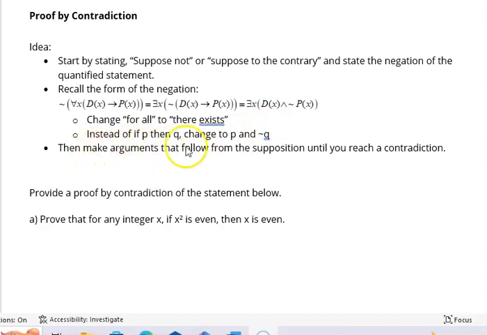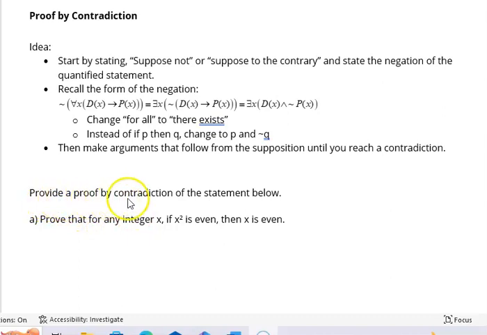Then we're going to make arguments that follow from the supposition until you reach a contradiction. So basically what we're going to do is we're going to say, suppose it wasn't the case that what we're trying to prove is true. Well, then this would be true, and this would be true, and this would be true, and that's going to make some contradiction that tells us it's impossible that the negation is true. Okay, so let's get started.